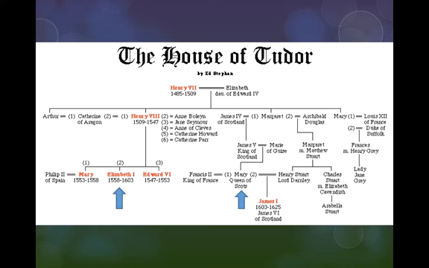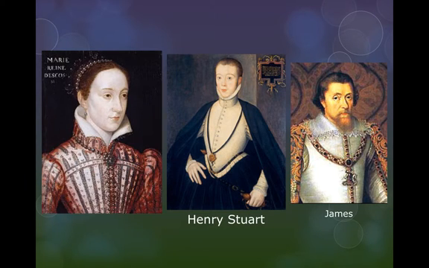Now, Mary got herself into some trouble, though. Mary had the nobles of Scotland turn against her when her husband, and his name was Henry Stuart, was supposedly killed by her lover. So Mary and Henry Stuart were married, and they had a son, James. We'll talk more about James in a little bit.